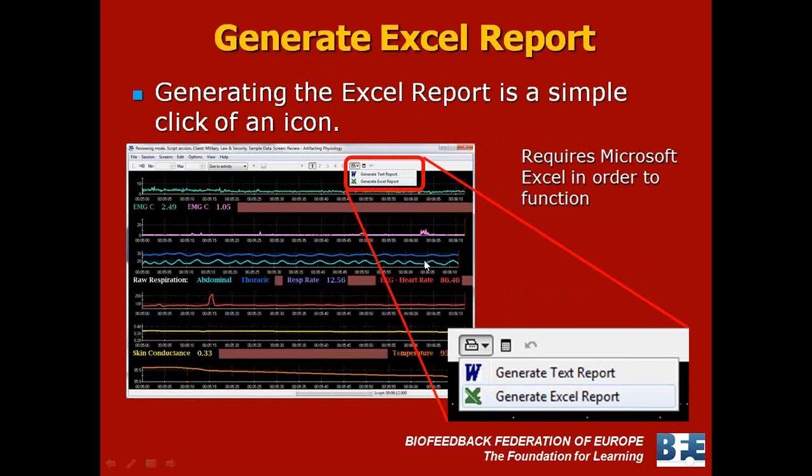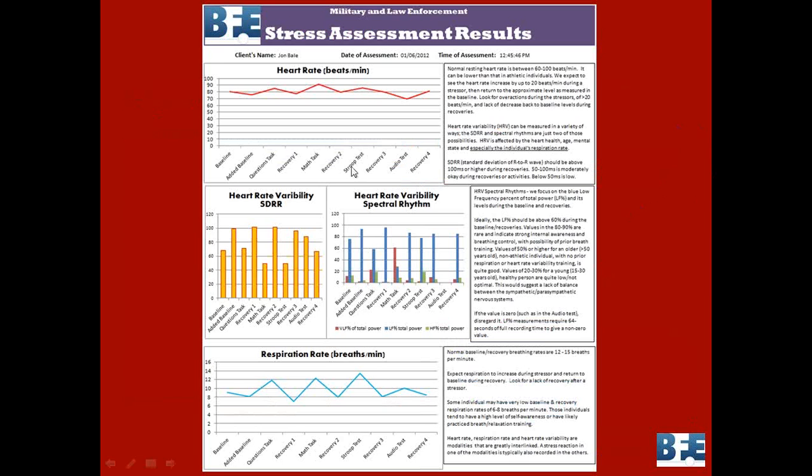When you're ready to generate the Excel report, all you have to do is go to the little printer icon at the top of the screen, and then you choose Generate Excel Report, and then the report will pop up. This is obviously based on a requirement that your computer has Microsoft Excel installed. Without Microsoft Excel, you can't have the Excel report appear. The Excel report is actually 2 pages of some simple graphs and then text along the side. See on the left here are the graphs, on the right is the text.